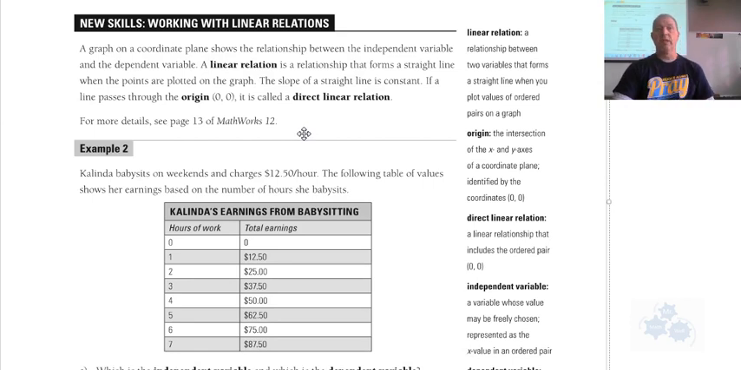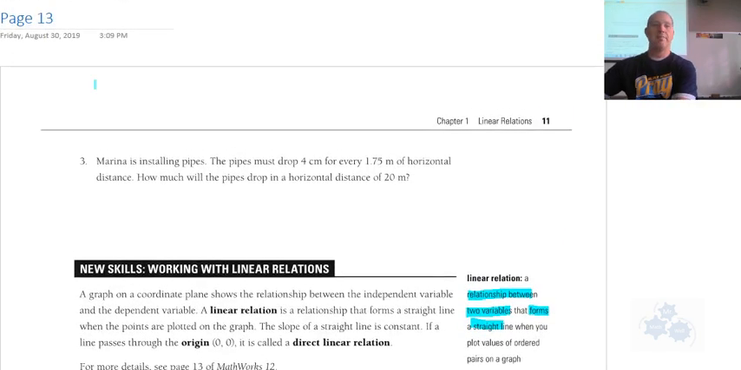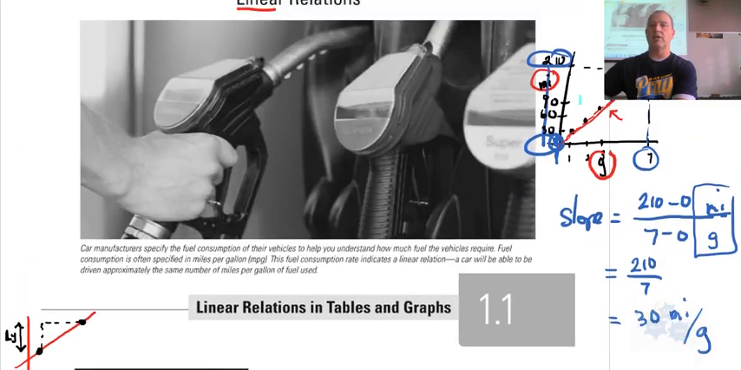Let's do one more example to teach you just a few other terms and do another example here, okay? So working with linear relations, okay, so I mentioned what a linear relation was, and let's just read what it says here. A relationship between two variables, or two quantities, that form a straight line when you plot the values of ordered pairs on a graph. So remember when we went up here on the very first page, remember this?